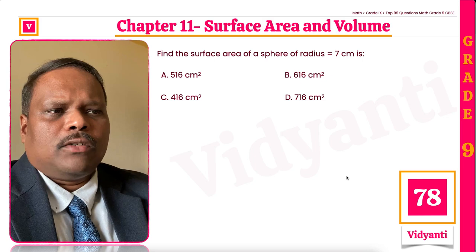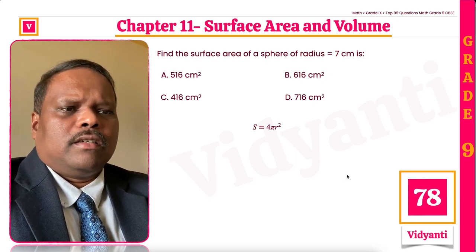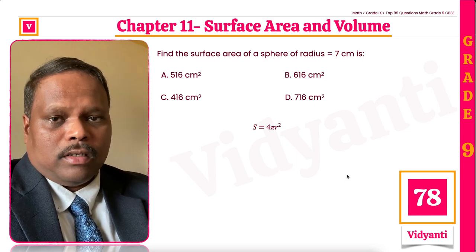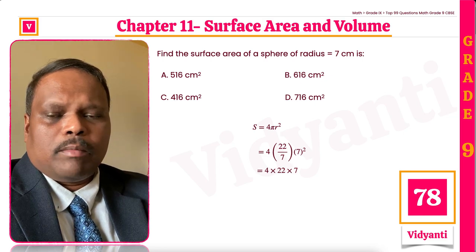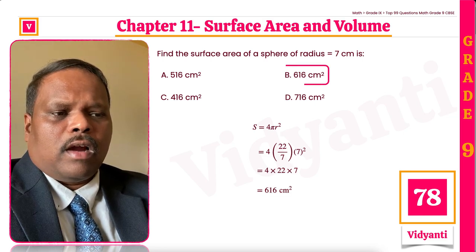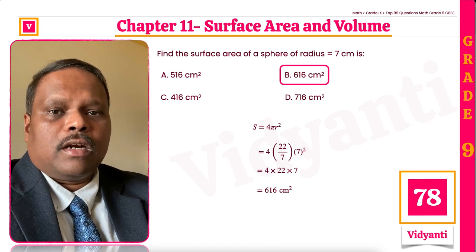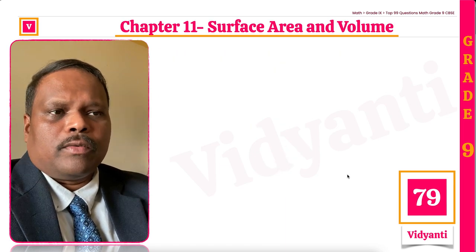Find the surface area of sphere. Well, surface area of the sphere is 4 pi r square. R has been given as 7. We'll take pi as 22 by 7. After calculation, it will come out to be 616 centimeter square.